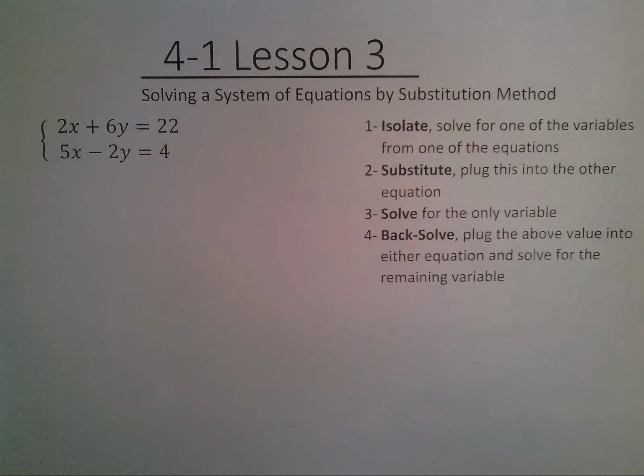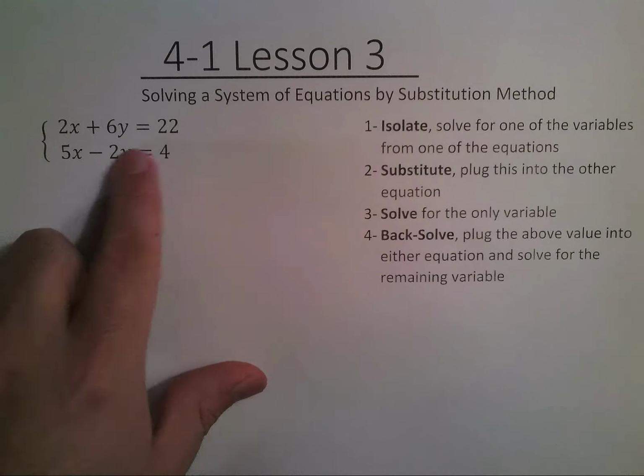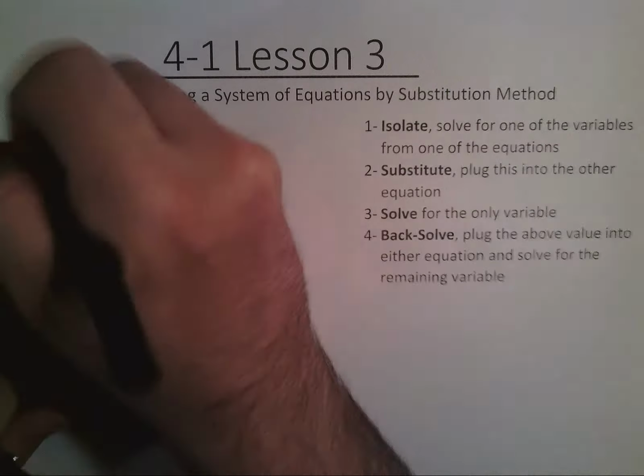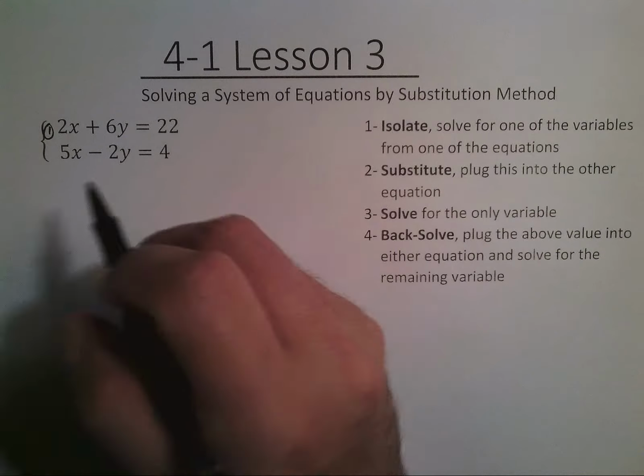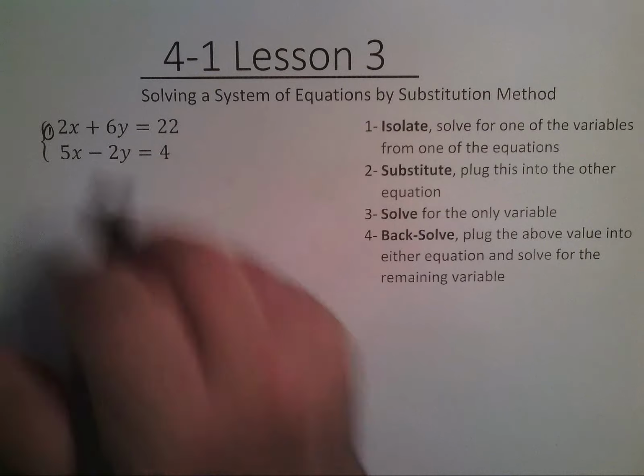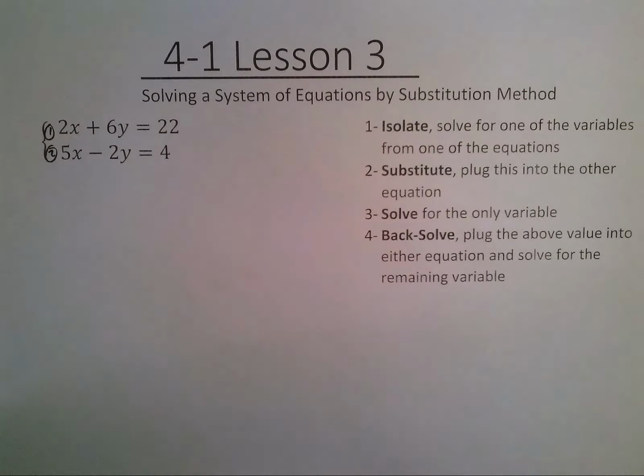This is for lesson 3, solving a system of equations by substitution. Alright, so we have a system of equations: 2x plus 6y equals 22. Now that's our first equation, and we have our second equation, 5x minus 2y equals 4. That's our second equation.